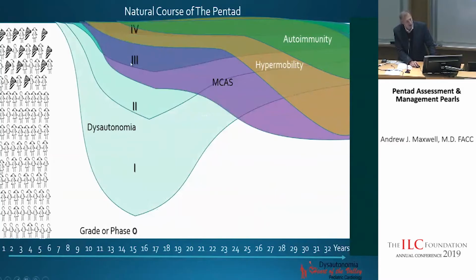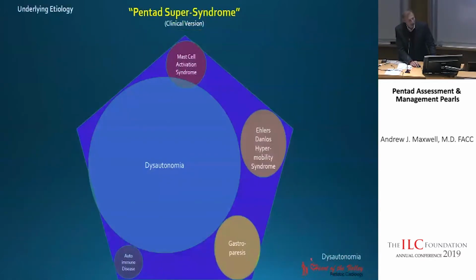But sure, there's plenty of patients that start off with primary mast cell as the first thing, and primary hypermobility as the first thing. Primary autoimmunity is the first thing. So again, this is the natural course of those who start with a dysautonomia. But it kind of helps people understand that in a young person in the midst of their early illness, that pentad often looks like this, where dysautonomia is the overwhelming issue.